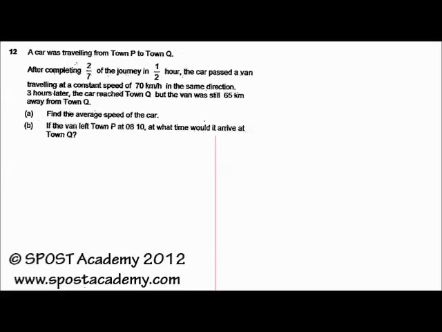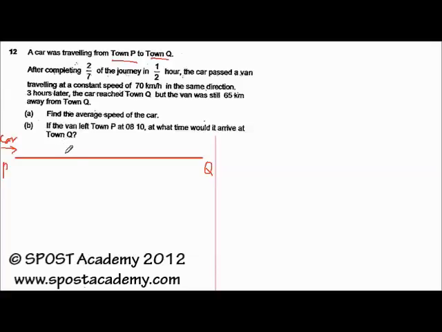If the van left town P at 8:10, what time would it arrive at town Q? So we know that a car was traveling from town P to town Q. So we can actually draw the line. So P will be here, town Q will be here. So the car was traveling in this direction.